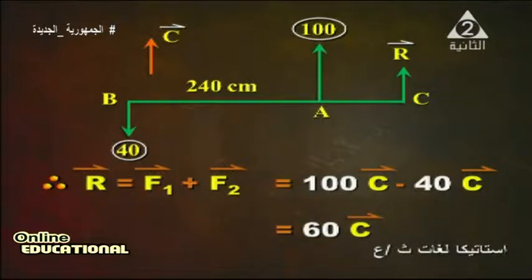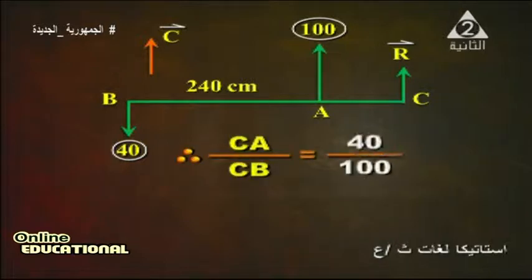Therefore, the resultant of the two unlike forces, 60, is smaller than the biggest force. Remember, my dear student, in this case, R is smaller than 100. Why? R equals 60. And it is in the same direction of the biggest force.